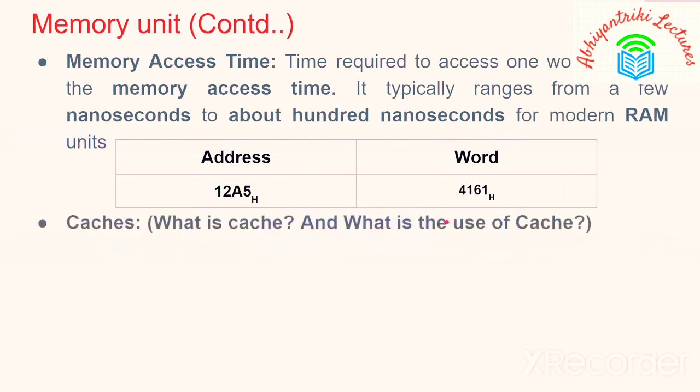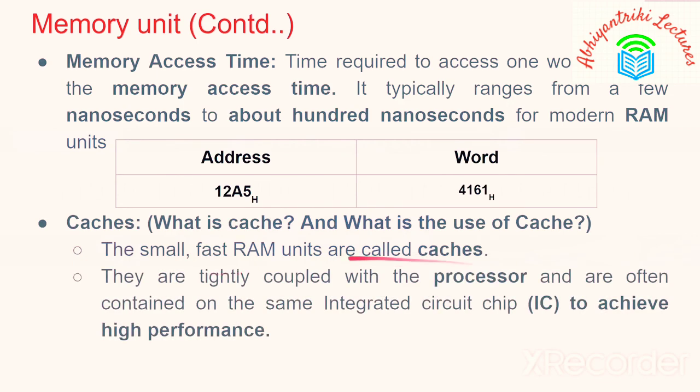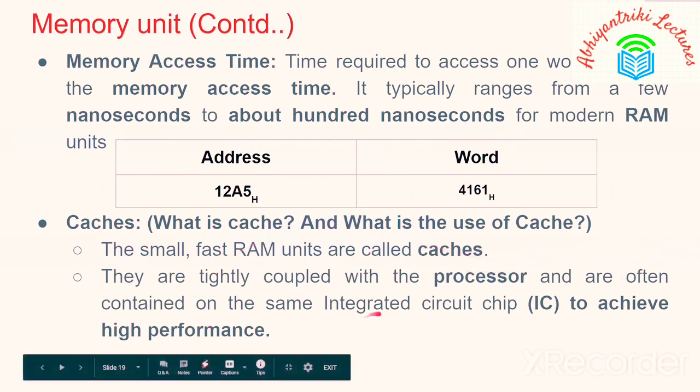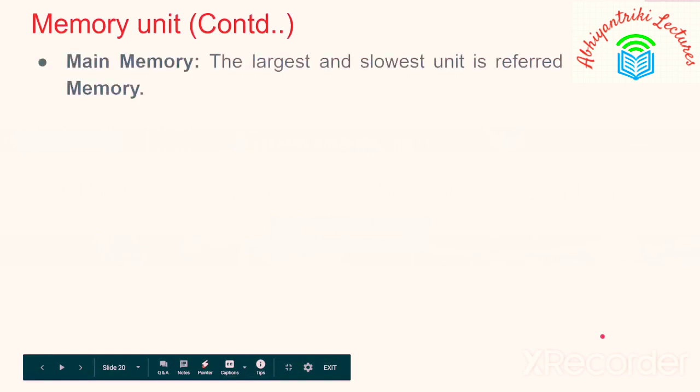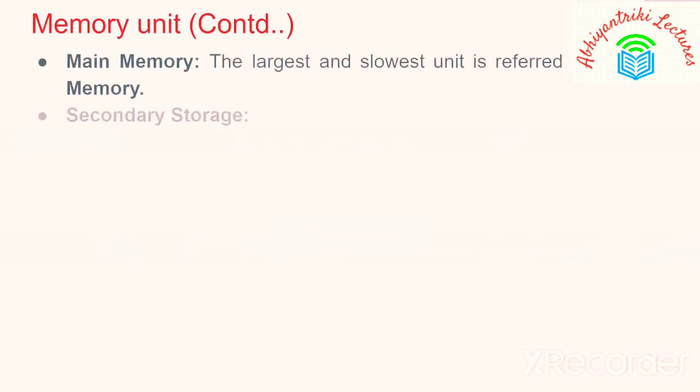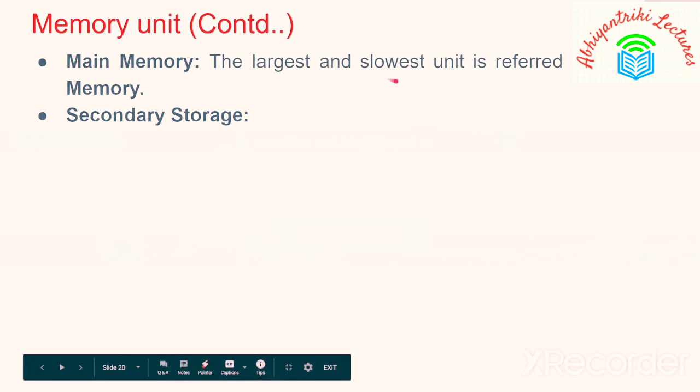What is a cache and what is its use? The small and fast RAM units are called caches. Caches are tightly coupled with the processor and are often contained on the same integrated chip to achieve high performance. Frequently used data and instructions are stored in cache memory, so the processor need not go to main memory to fetch the data. Main memory, the largest and slowest unit, is the slowest because it takes a lot of time for the processor to fetch data from it.